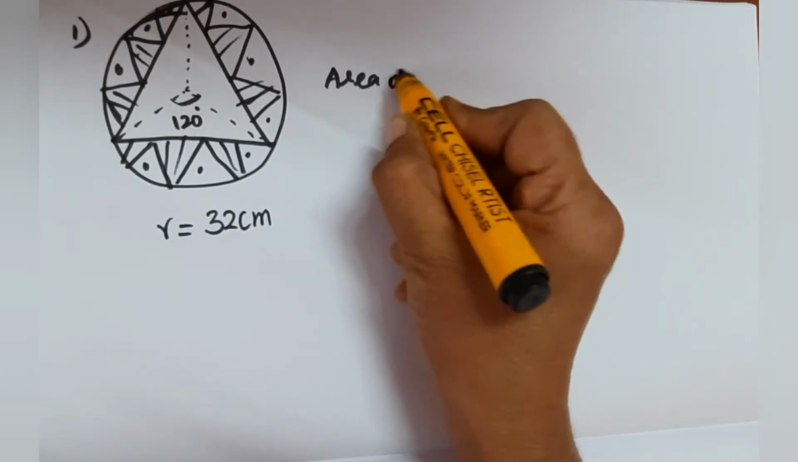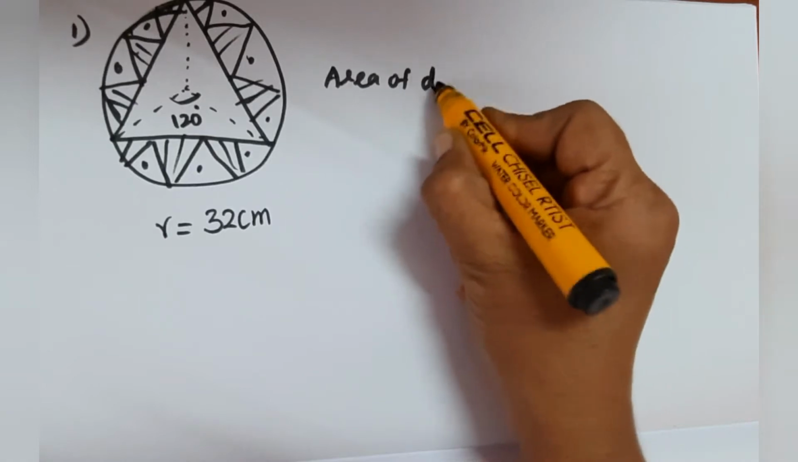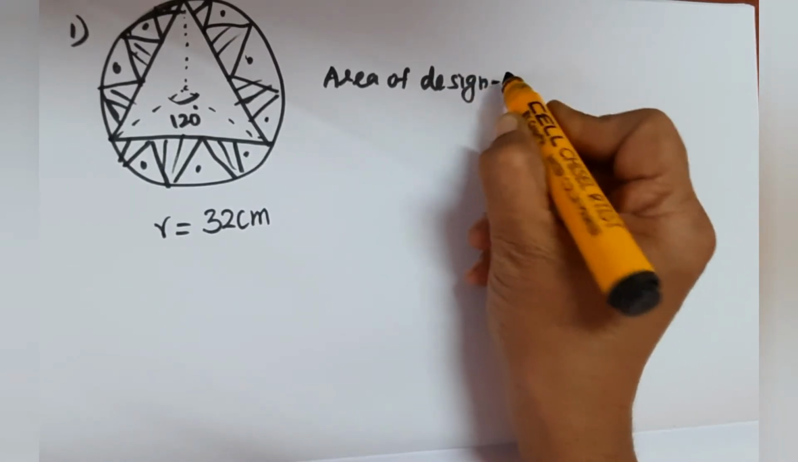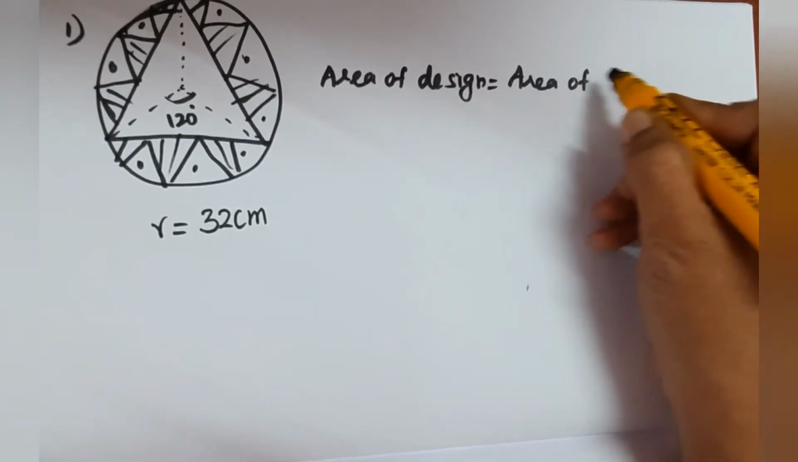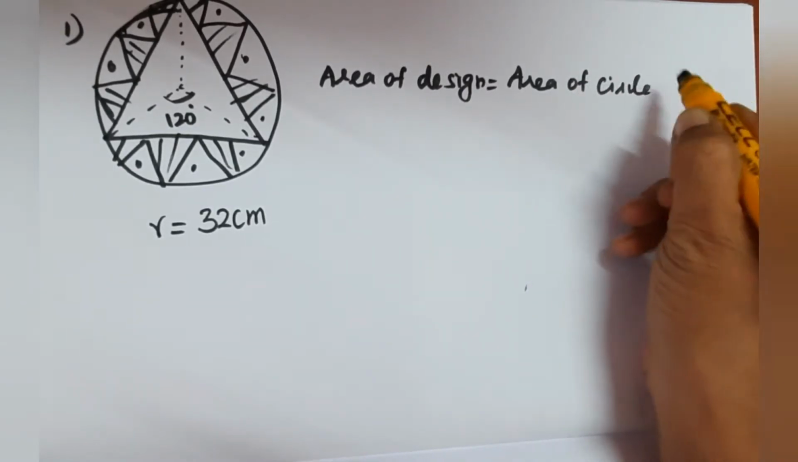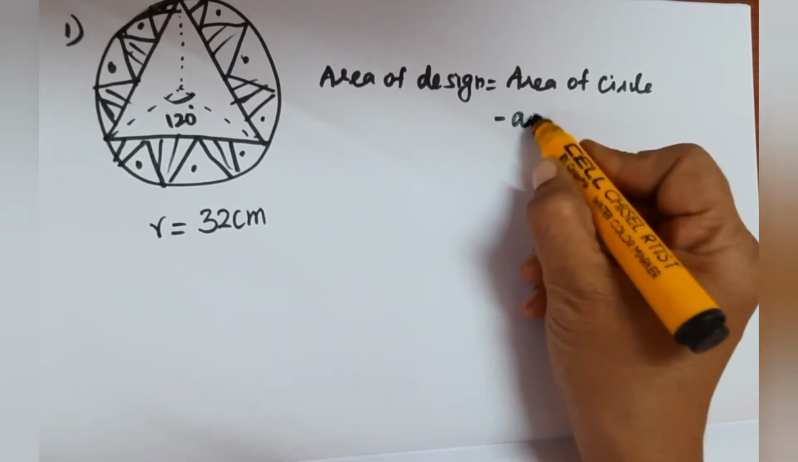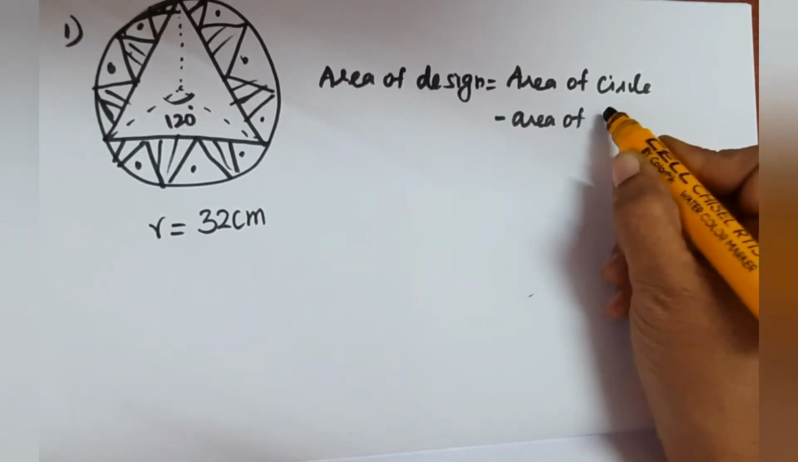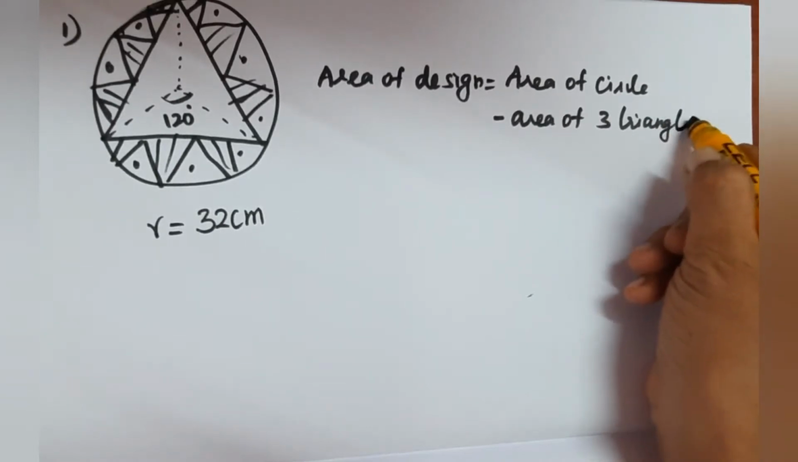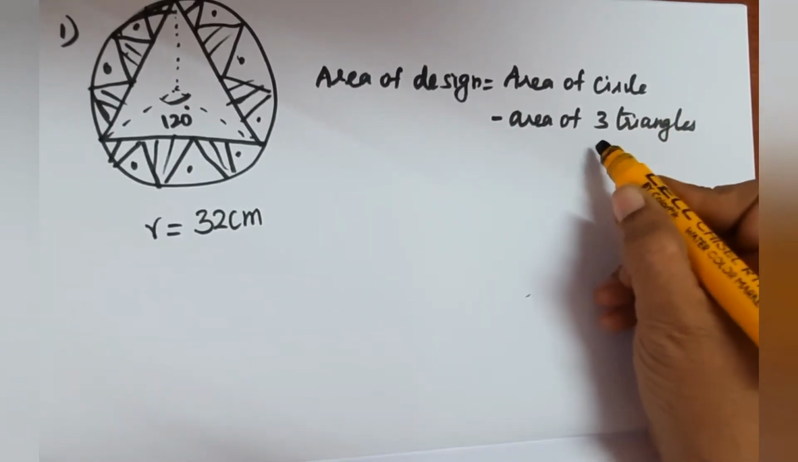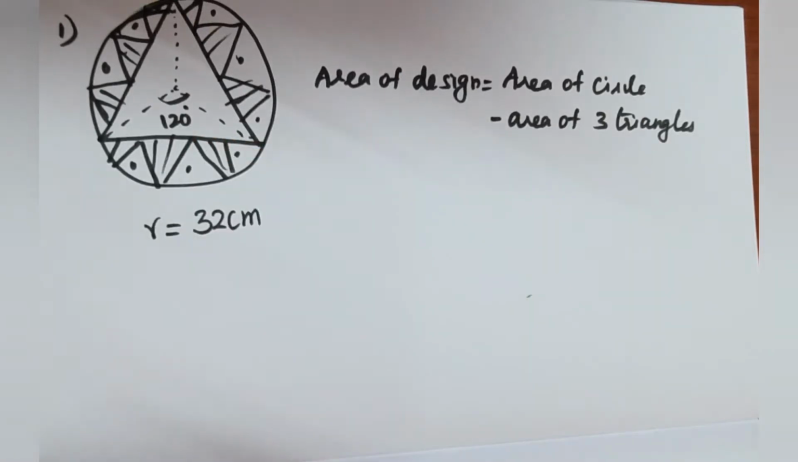That is, area of design will be equal to area of the circle minus area of three triangles with central angle 120 degrees.